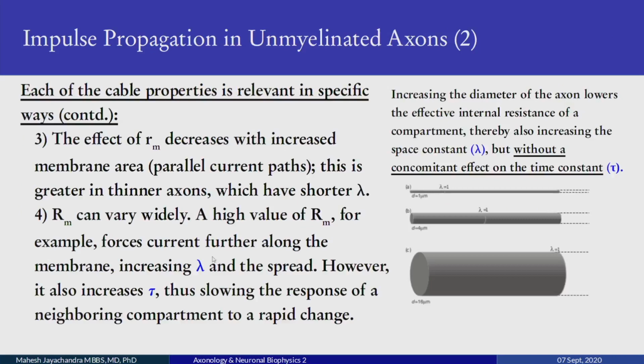So continuing, the effect of Rm, the membrane resistance: it decreases with increased membrane area because of parallel current paths. This is greater in thinner axons, which have a shorter lambda. The specific resistance, capital Rm, can vary widely. If it's high, then the current is forced to spread along the membrane, increasing lambda and spread.